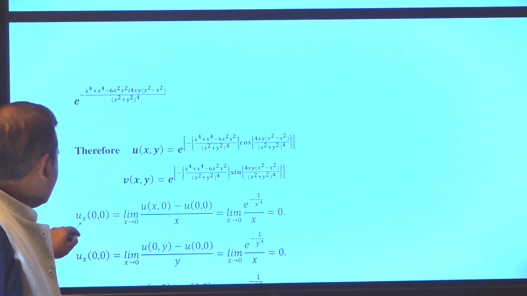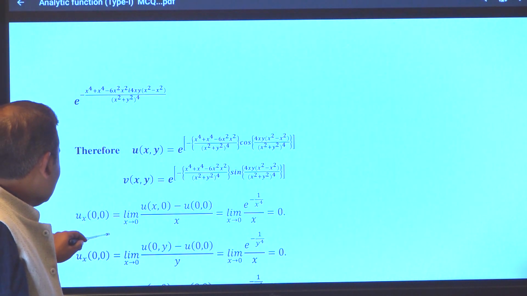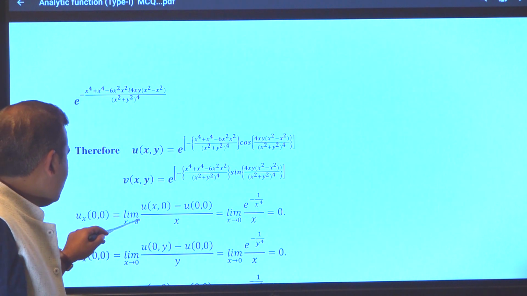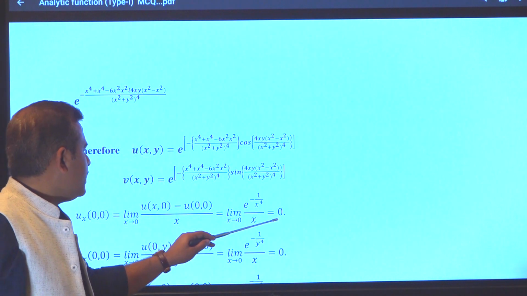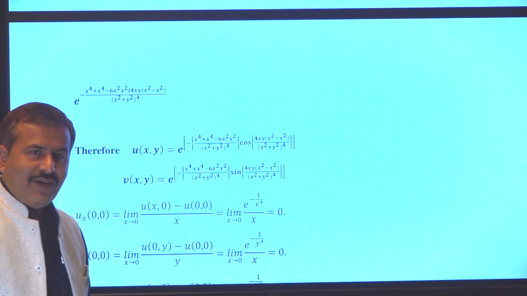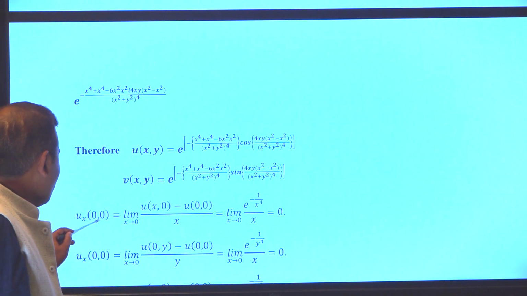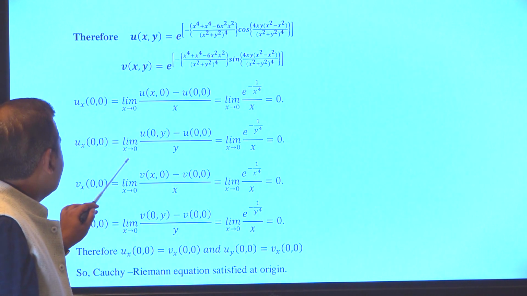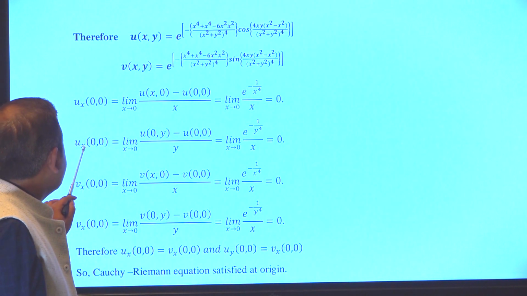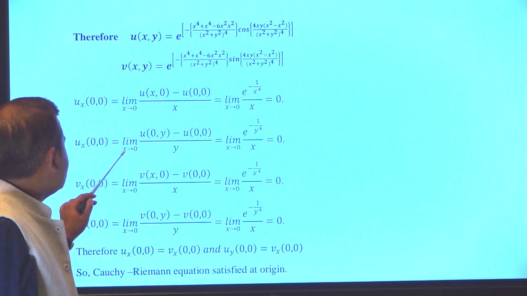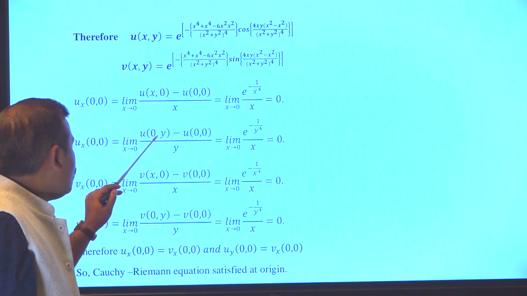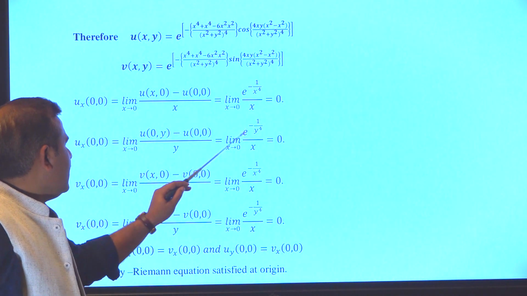So del u upon del x at the point 0, 0 becomes limit of x tends to 0, u of x comma 0 minus u of 0, 0 divided by x. After substituting, the result is 0. This is the partial derivative in limit form at the point 0, 0. Now similarly, del u upon del y at 0, 0 becomes limit of y tends to 0, u of 0 comma y minus u of 0, 0 divided by y, which becomes like this.